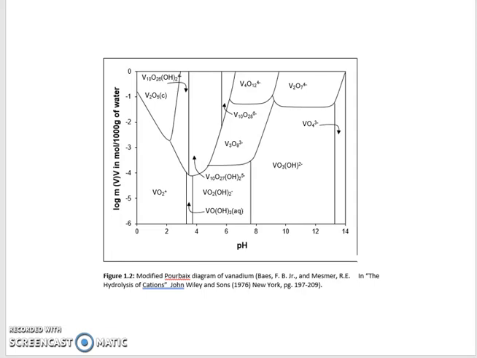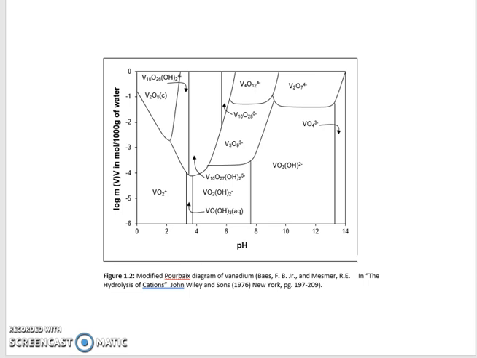Hereby I'm now giving the pre-prac for experiment 1 and 2. So in experiment 1 we will be looking at vanadium. On the screen you are looking at the modified power bar diagram. Now a power bar diagram is very useful to tell you which vanadium species you have in your solution.